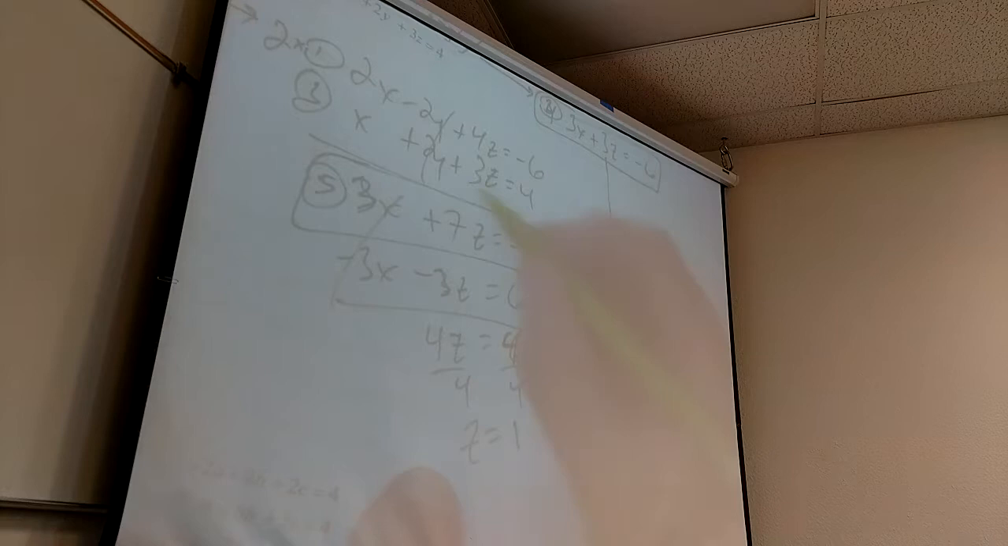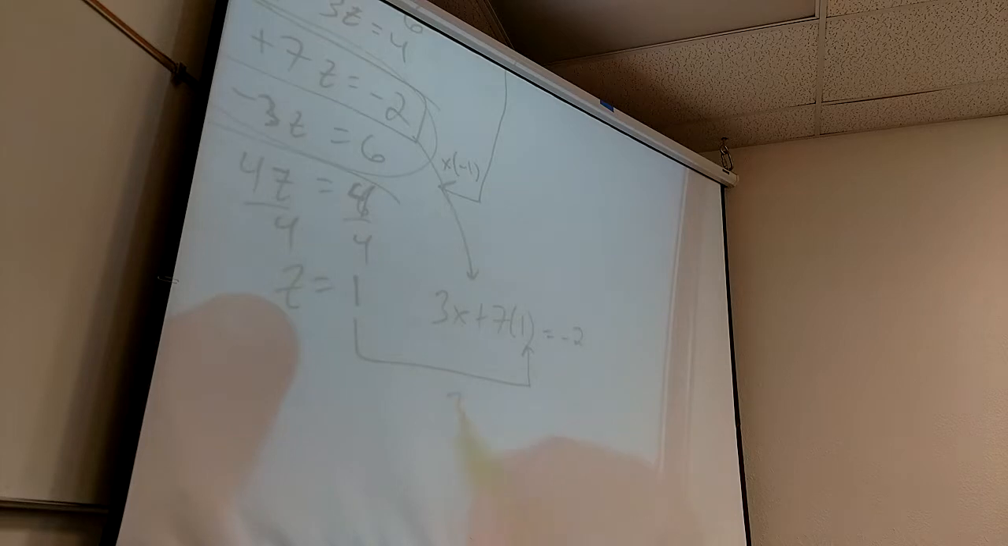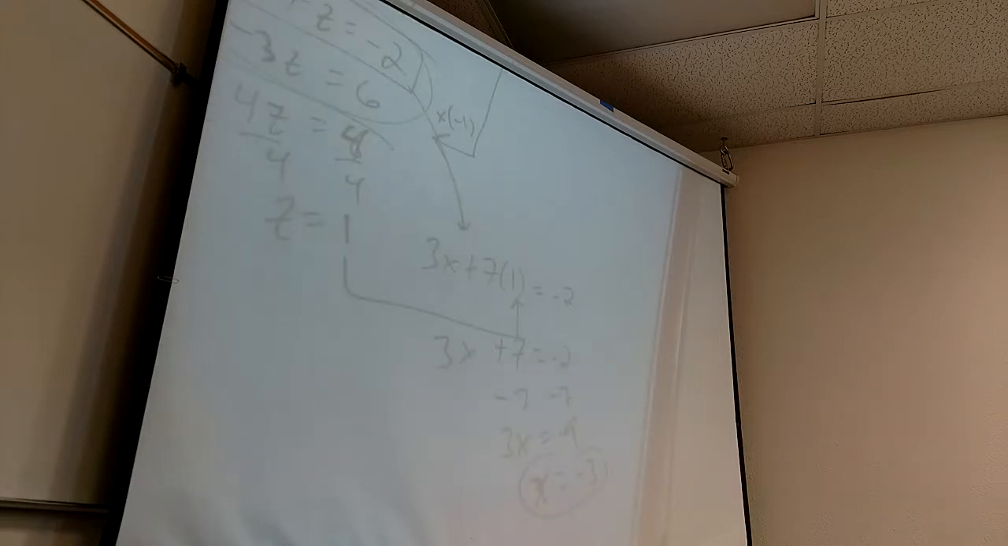Now I can get x, because I can just go one step up, and the dominoes start to fall back. So I come back to this guy. If I put z as 1, let me do this one: 3x, if I use this equation, 3x plus 7 times 1, because z is 1, equals negative 2. I get 3x plus 7 is negative 2, subtract 7, 3x is negative 9, divided by 3, I get x is negative 3. Once you start getting letters, you start plugging them into the equation you just came from.